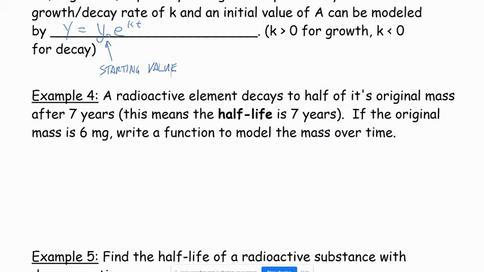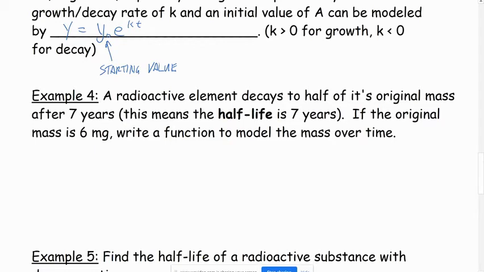Okay, the concept of half-life means the amount of time. Half-life is a time period, and a half-life represents the time that it takes for half of an original amount to remain. So this radioactive element has a half-life of 7 years, which means after 7 years, half of its original amount remains, half of it has decayed. The original mass is 6 milligrams. Write a function to model this mass over time.